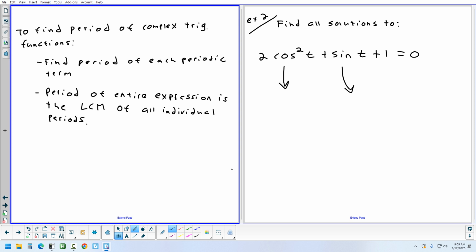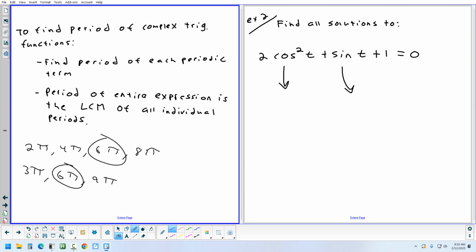So let's just make something up. You had something that had a period of 2 pi, and you had another term in a problem, and it had a period of 3 pi. Well, the least common multiple of 2 pi and 3 pi would be 6 pi. If you're not sure, just start writing out multiples, and then find one that they both have in common. That's the smallest. So if you had an equation where one term had a period of 2 pi and the other one had a period of 3 pi, the entire thing would have a cycle of 6 pi.